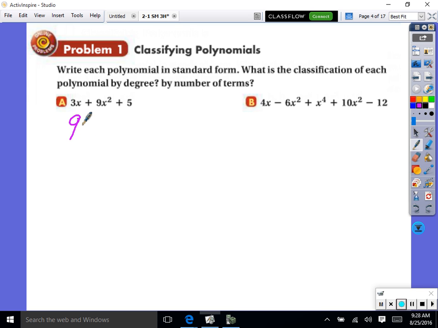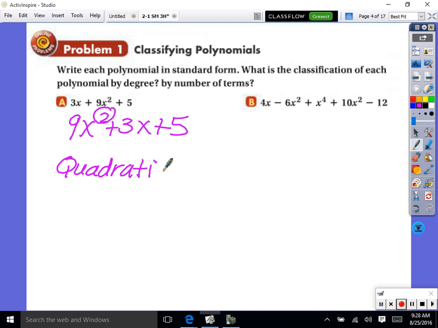These are my examples. First, we need to put it in standard form, 9x squared plus 3x plus 5. So now let's classify the polynomial. So we have degree 2, which is quadratic. And then there's 1, 2, 3 terms, so it's a trinomial. Pretty easy, right, guys?